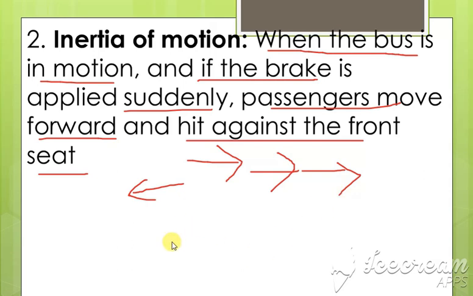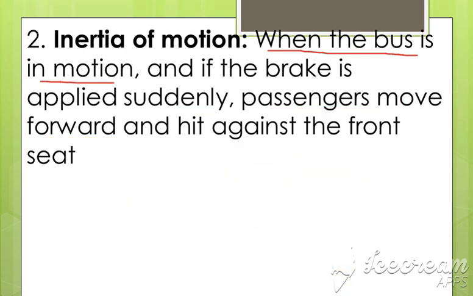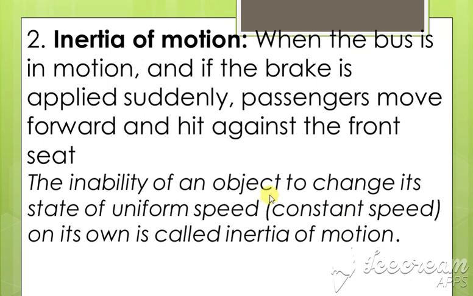Now the bus is putting the brake. This is a moving bus, and the bus is putting a brake. What happens? All the passengers will move in the forward direction. So this is inertia of motion. We are given a definition here. The definition is: the inability of the object to change its state of uniform speed on its own is called inertia of motion. So it is the inability of the object to change its state of uniform speed.